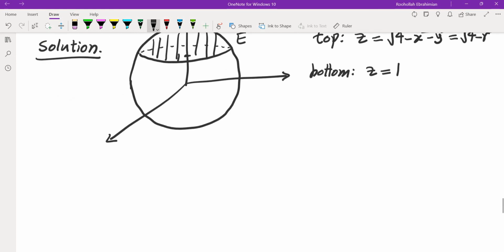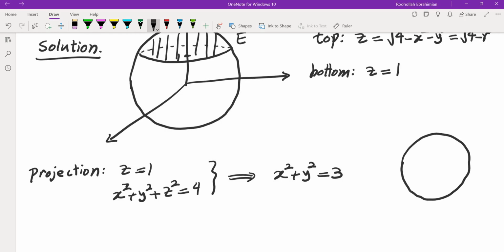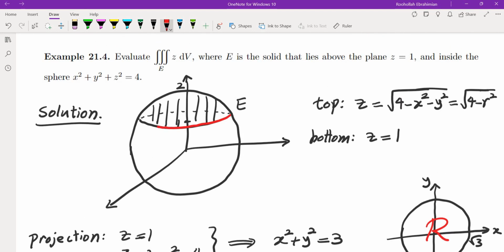And again, we have to find the projection. So the projection would be the intersection of these two things. So z equals 1 and x squared plus y squared plus z squared equals 4. So let's take the intersection of these two. We get x squared plus y squared equals 3. So this is a circle of radius root 3 centered at the origin. Okay, and this is our region, which is here. It's right here. So this is our region.